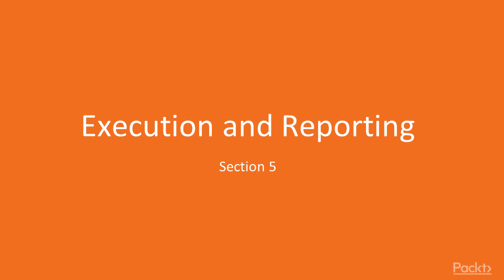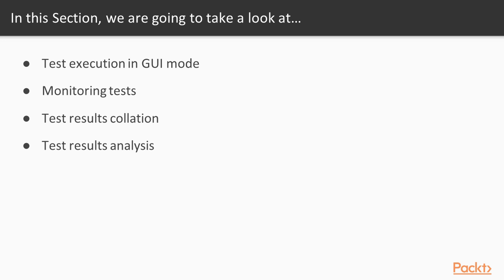In the last section, we had covered topics like workload designing, script validation, baseline test, master-slave configuration, and GUI and non-GUI mode testing. Today we will start with section 5, execution and reporting. In this section, we will be covering 4 topics: Topic 1, test execution in GUI mode; Topic 2, monitoring tests; Topic 3, test results collation; and Topic 4, test results analysis.